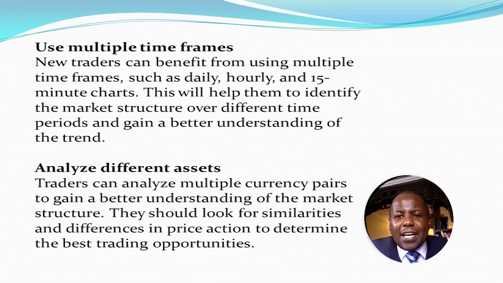Now, analyze different assets. Traders can analyze multiple currency pairs to gain a better understanding of the market structure. They should look for similarities and differences in price action to determine the best trading opportunities. So, guys, after we're done with market structure, we move into support and resistance. We will have completed the issue of technical analysis and all that, and now we'll be moving into making orders.